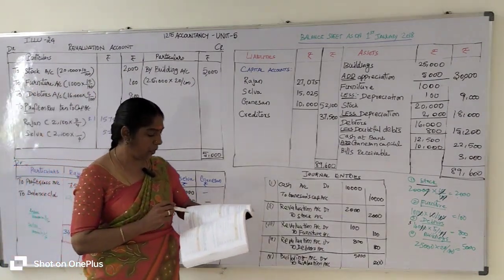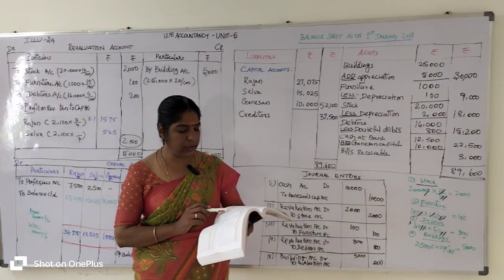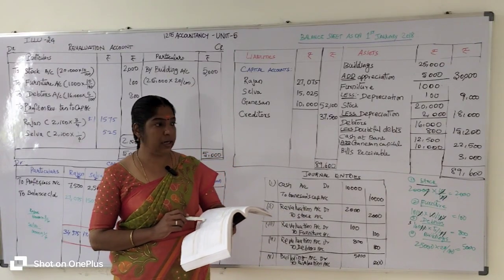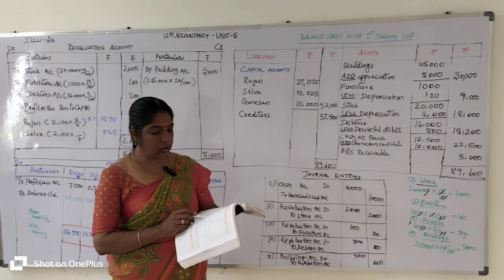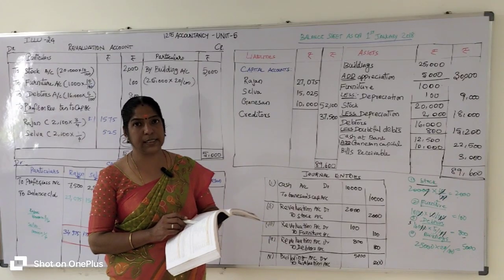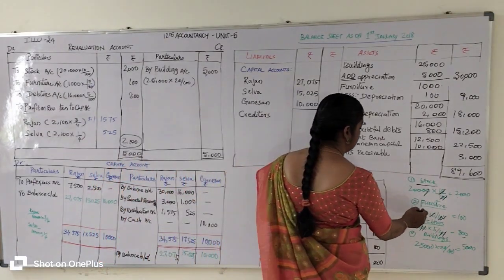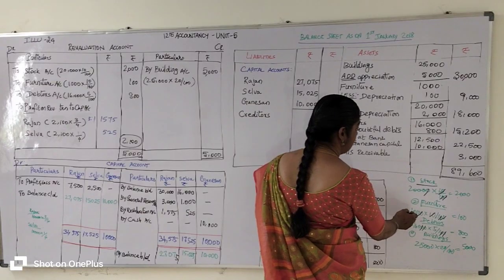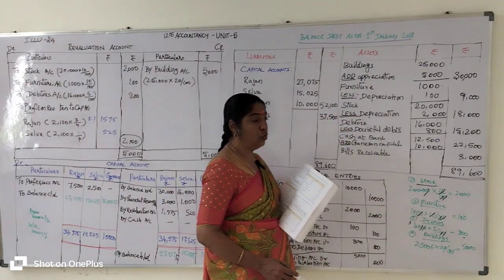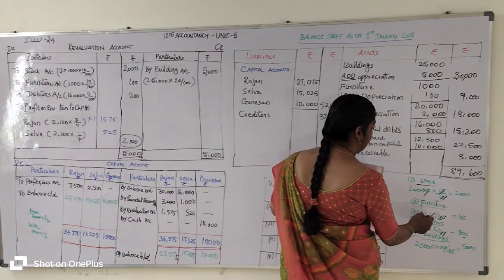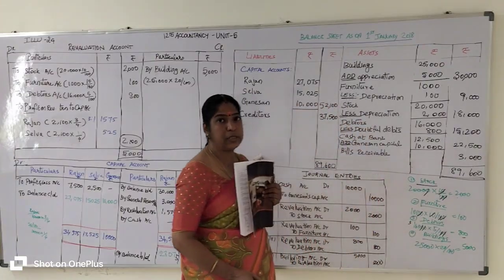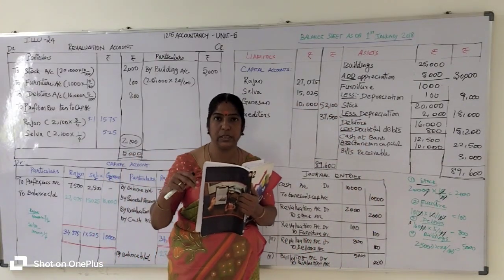Then furniture is to be reduced by 10%. Furniture account 10,000 rupees is given in the question on the asset side of the balance sheet. So from the 10,000 rupees, 10% is reduced, which means 10/100. After cancelling, you will get 1,000 rupees. So furniture account 1,000 rupees reduced.